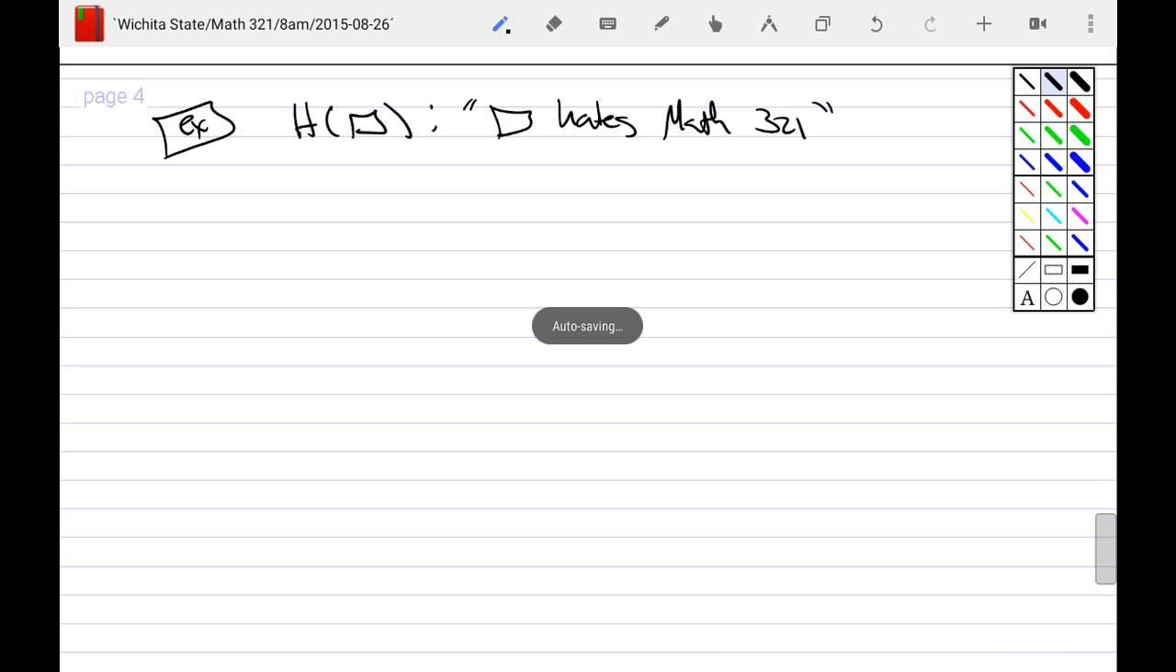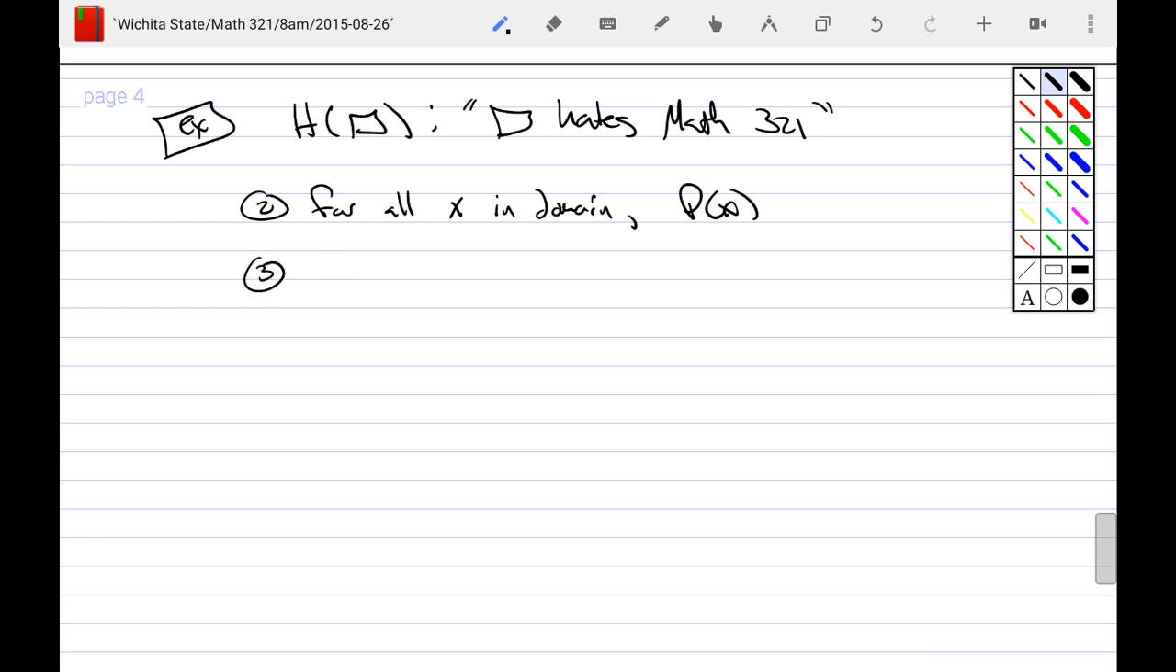On the other hand, I could come in here and be secretive and say someone in here hates Math 321. All right, that's also going to be either true or false. And those two techniques of saying all or some fall underneath what's called quantification. So 2 is for all x in domain P of x, or 3 is for some x in domain P of x.